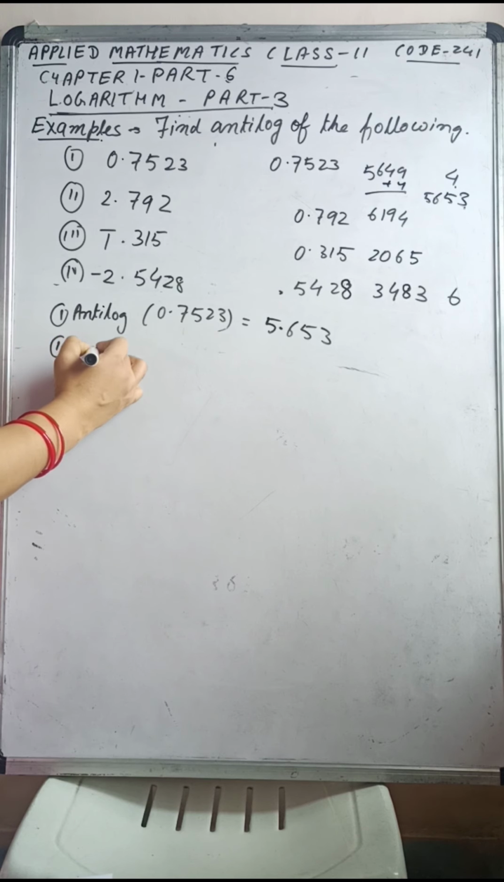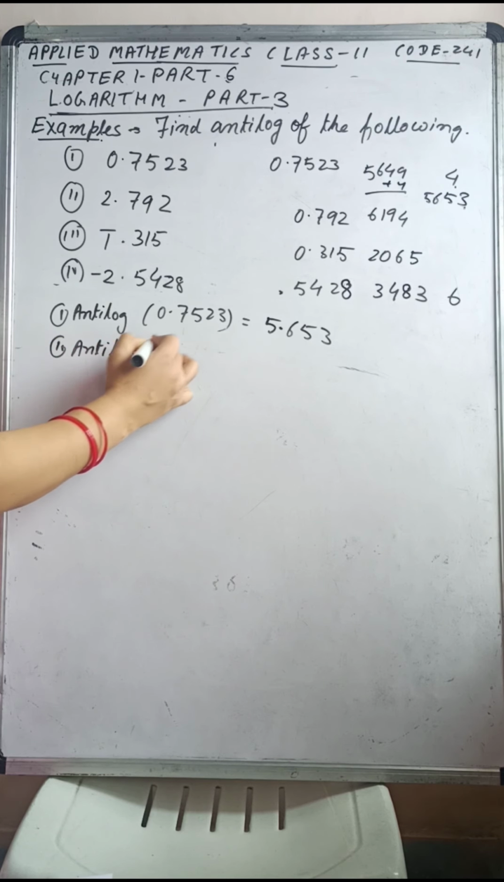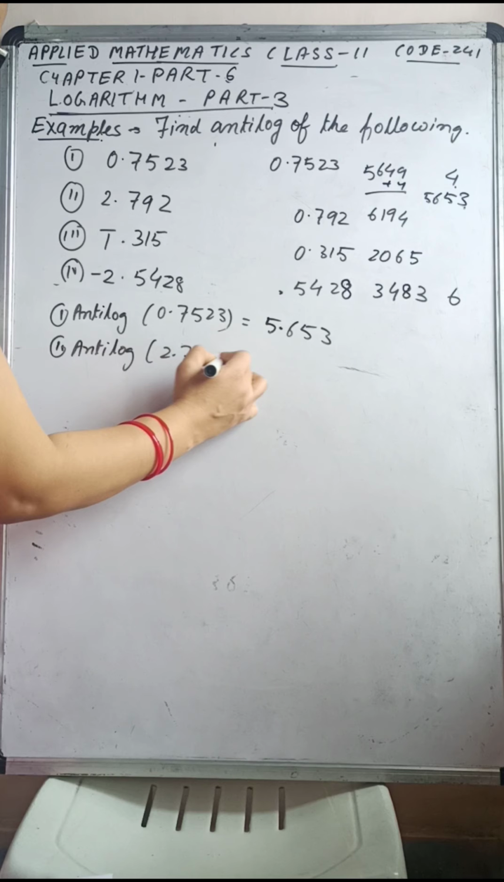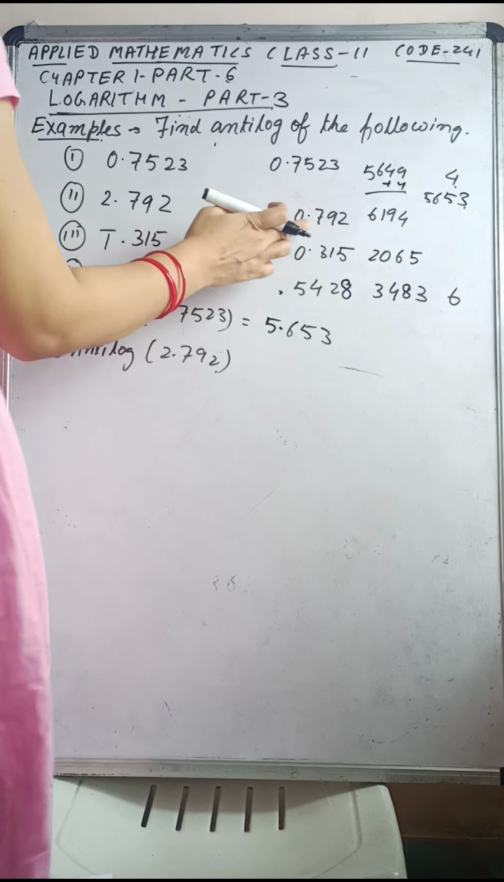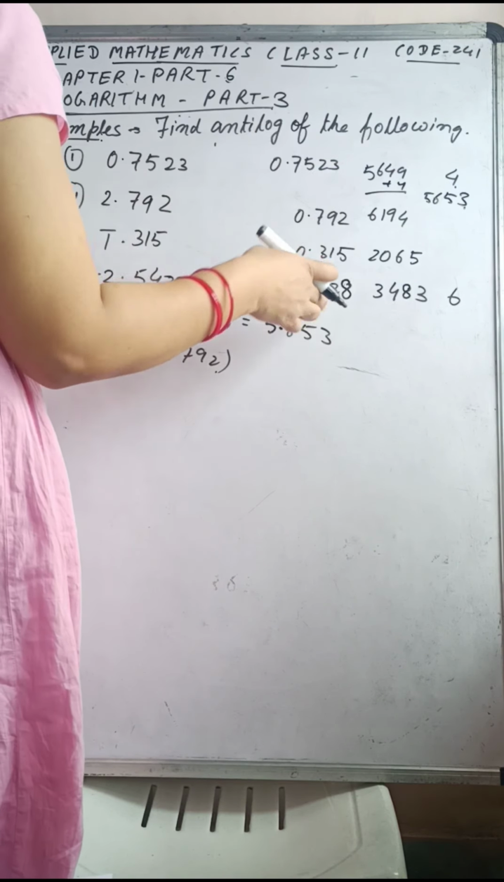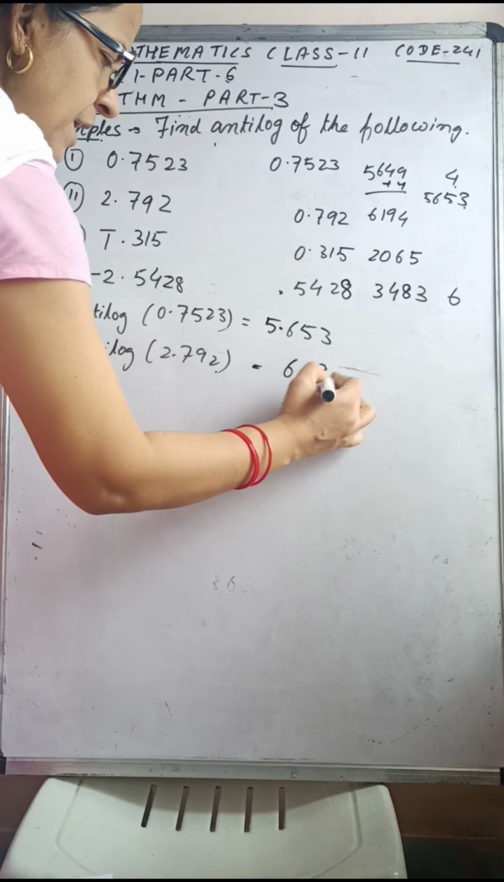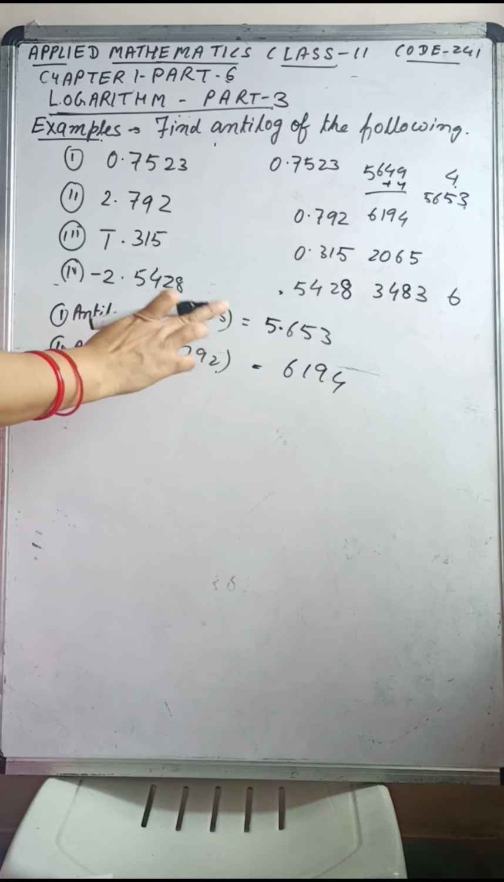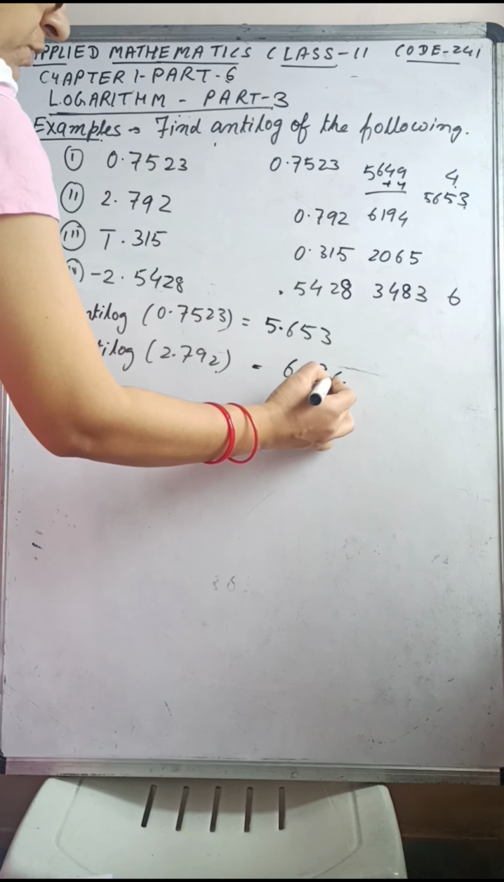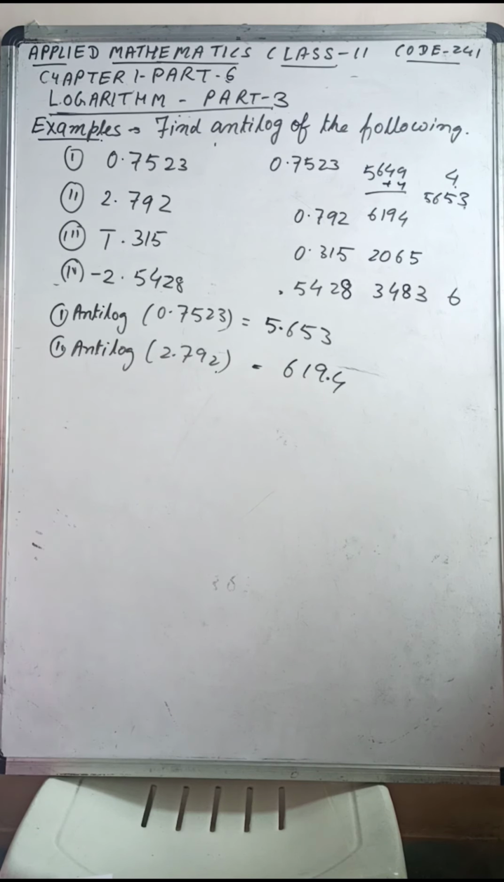Number 2. Antilog of 2.792. Now along the row 0.79 under the column 2, the value is 6194. So we will be writing 6194. Characteristic is 2. 2 plus 1 is 3. So we will be putting the decimal after 3 digits.